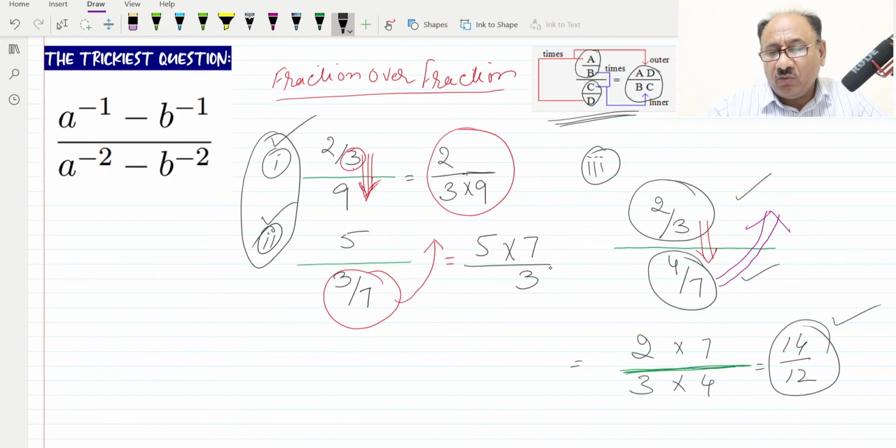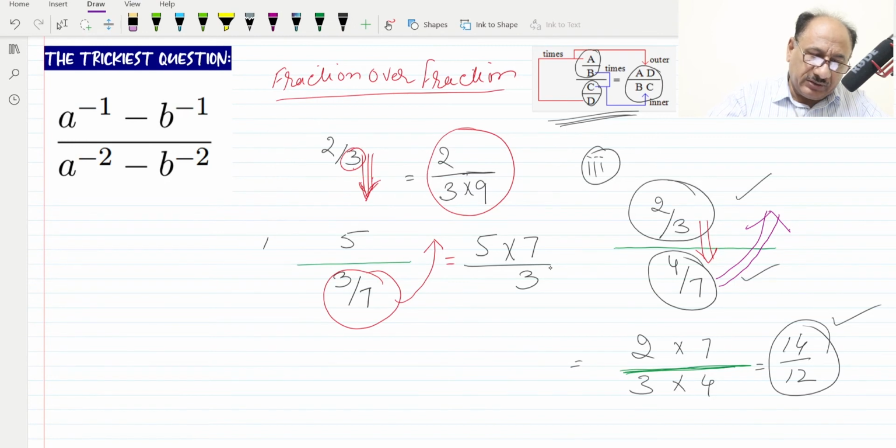So AD over BC. AD are the outer ones, you will have to multiply those two, and BC are the inner ones, which you will have to multiply and write as the denominator. So this is basically the fraction over fraction rule which we will be applying. Hopefully you understood this fraction over fraction rule.